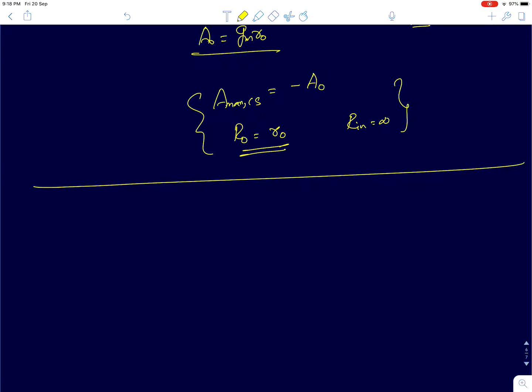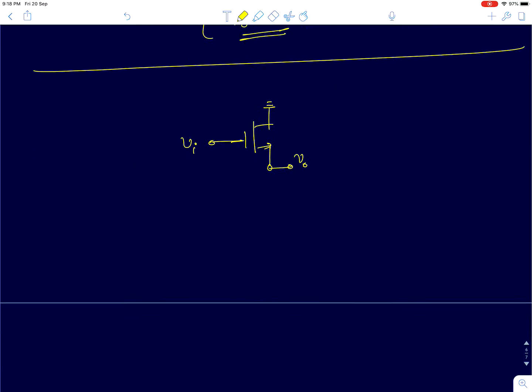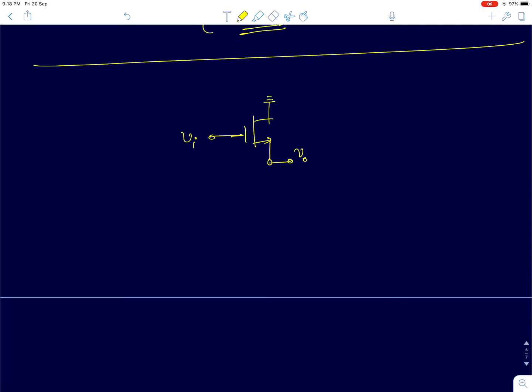Now the next amplifier we'll be analyzing is a common drain amplifier, also called a source follower. A common drain amplifier is one where the input is at the gate and the output is at the source. The third terminal, which is the drain, becomes the common terminal. First, we will analyze what happens when R0 is infinity.